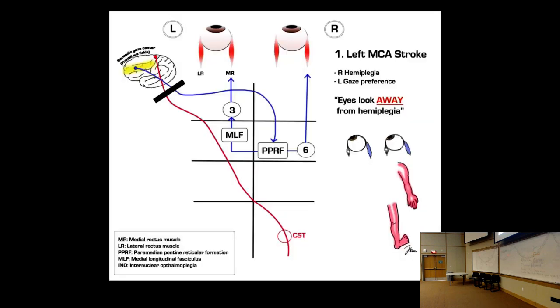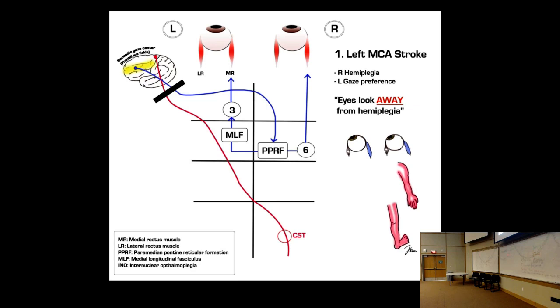All right, so now let's give some clinical examples. First, let's say we have a left middle cerebral artery stroke. Okay, and so which way will the eyes look in the left middle cerebral artery stroke? And so highlighted in yellow here is that now we've destroyed the frontal eye fields.